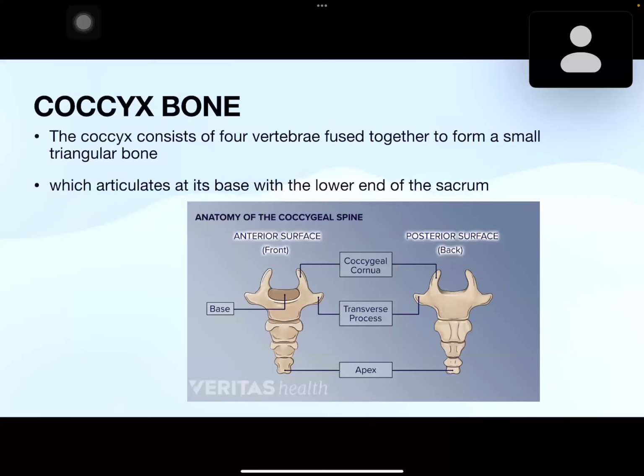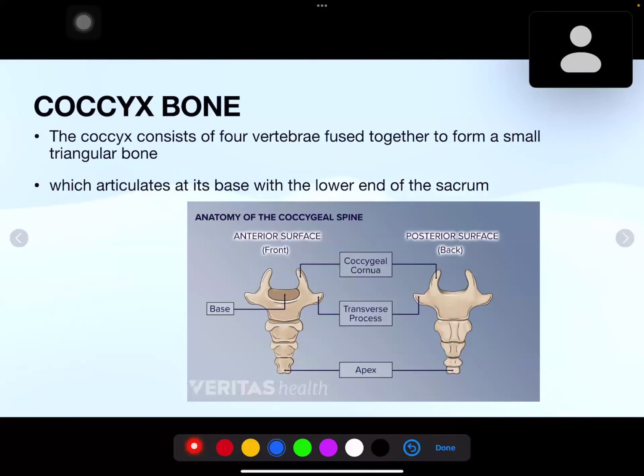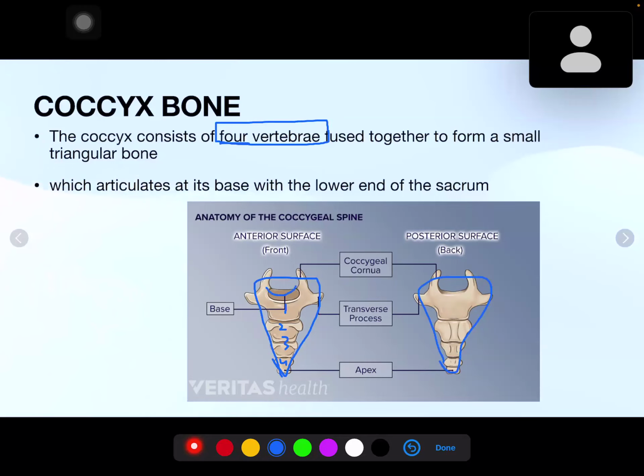Okay, so this is a coccyx bone. It has very little significance, and it has 4 vertebrae. The sacrum bone has 5 vertebrae that were fused, and in the coccyx we have 4 vertebrae: 1, 2, 3, 4. All of these are fused, and they form this triangular coccyx bone. Okay, it articulates with the sacrum.